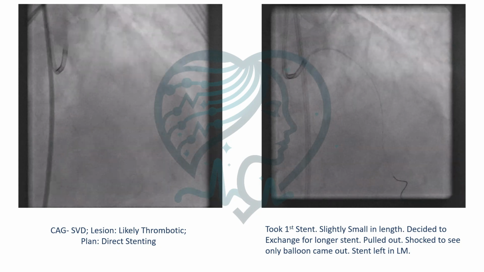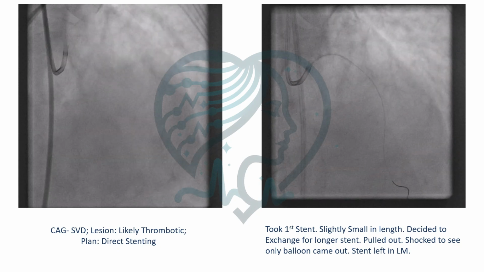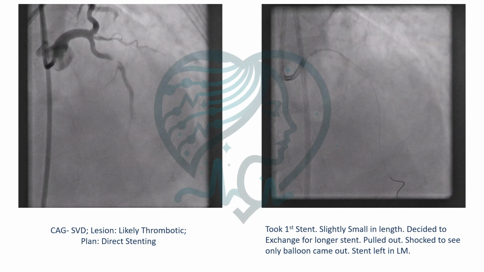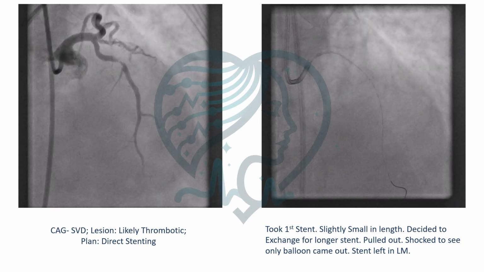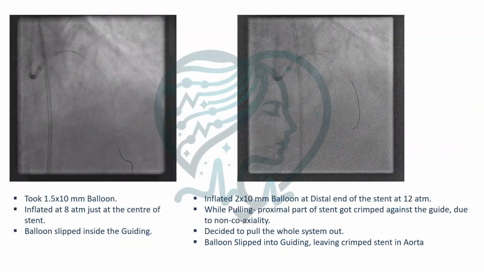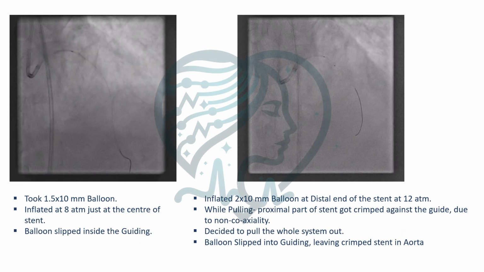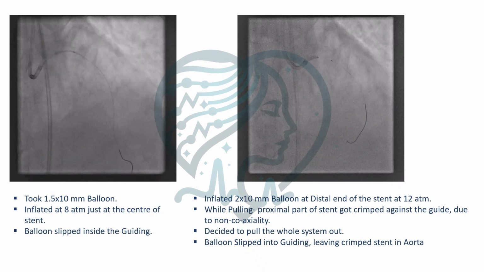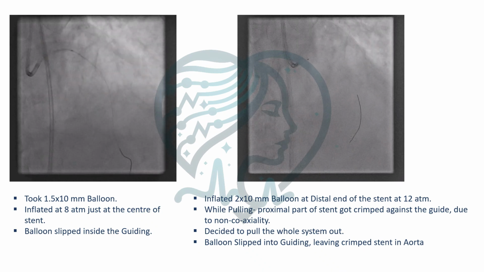I took the first stent, it was slightly small in length, so I decided to exchange it for a longer stent. I pulled it out, but was shocked to see that only the balloon came out. The stent was left in the left main. So now what to do next? Complications can happen to anyone at any time. What is important is that you must know how to manage it and what the different ways to manage it are.